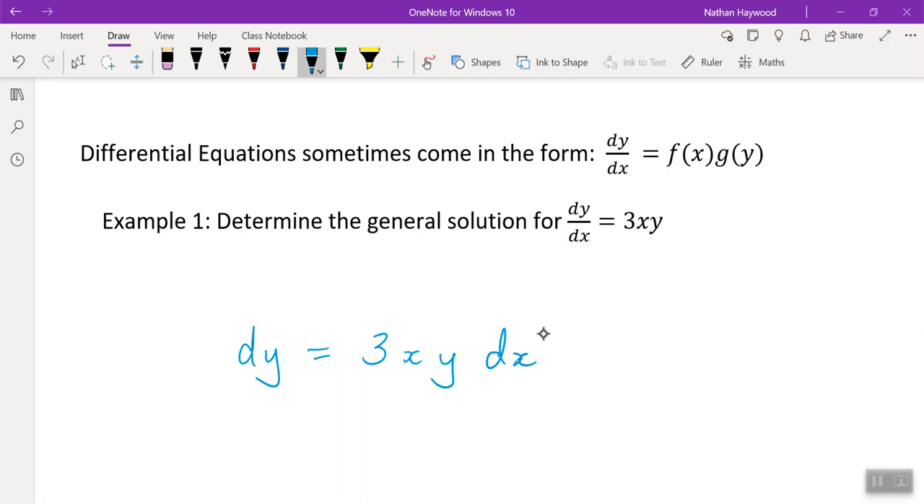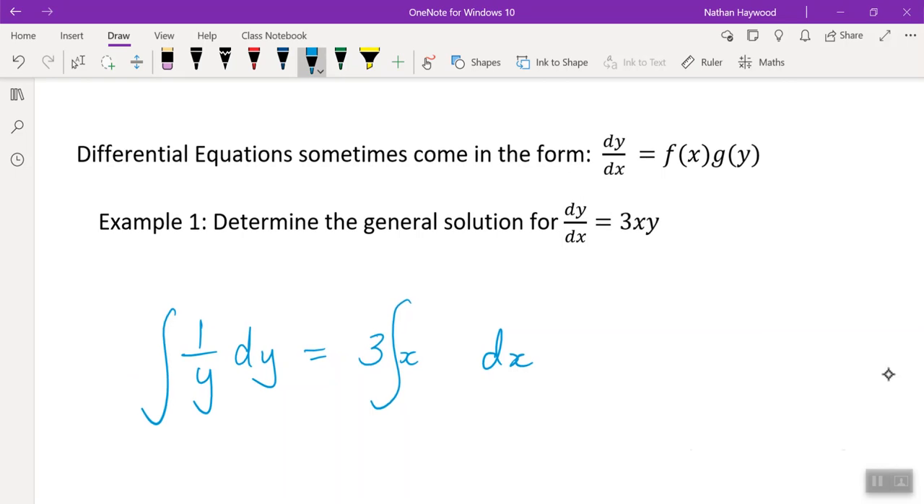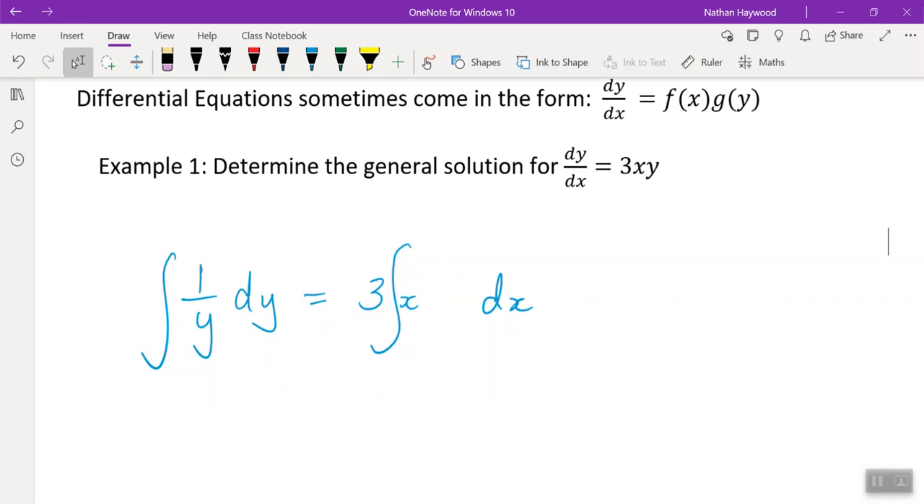What do we do to get the y with the dy? Yep, divide both sides by y. Now we integrate both sides. This is a constant, so we can bring that out the front of the integral. So yes, get the y's with the dy, the x with the dx, and then integrate.